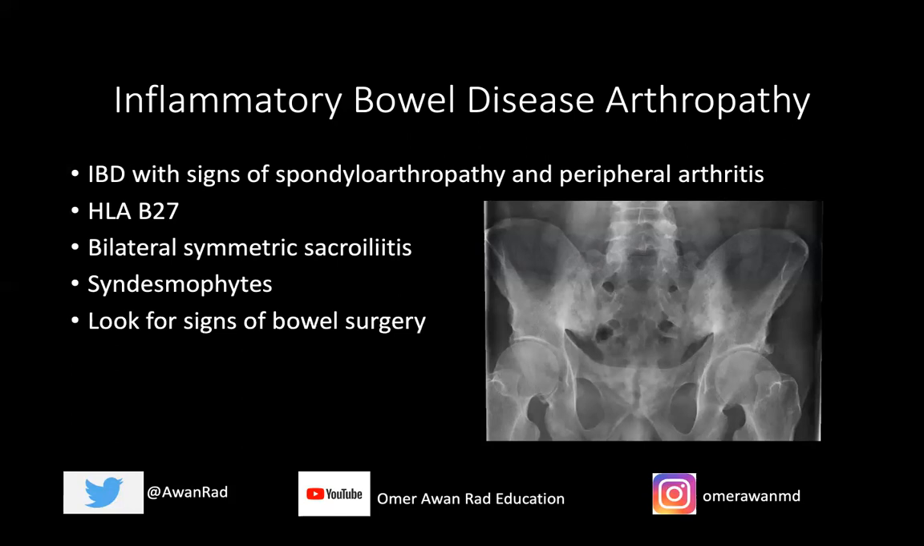And a key here is looking for signs of bowel surgery, as we did. In this case, we have surgical sutures here in the right lower quadrant of the abdomen. These patients will typically present with abdominal pain, weight loss, and they may have arthritic symptoms as well. So this is a great case of inflammatory bowel disease arthropathy.